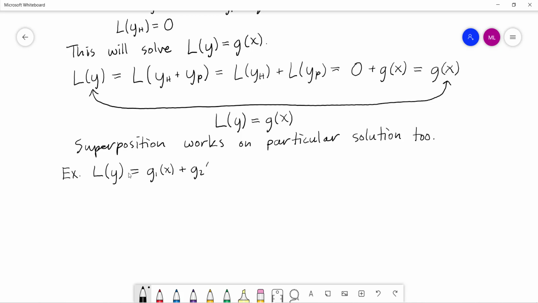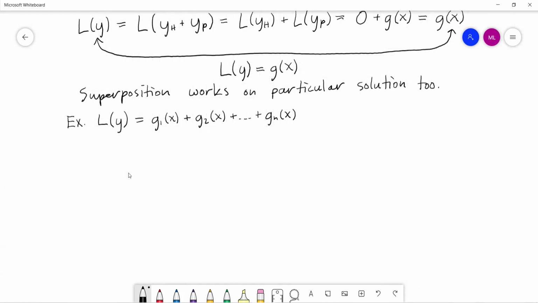maybe there's a bunch of different pieces that make up the non-homogeneous part. Well, then it turns out we can find maybe one function, y1, that solves this equation. We can find a second one, y2, that solves this equation.